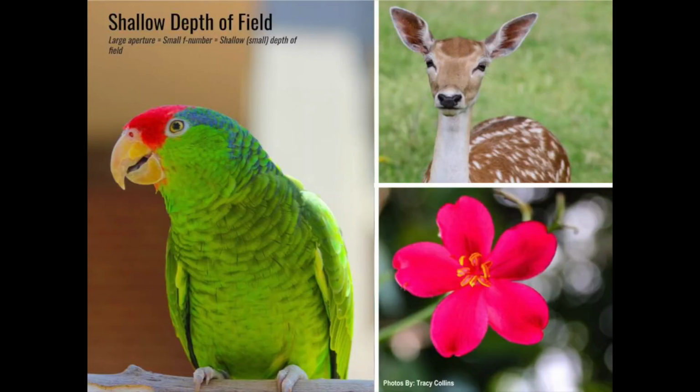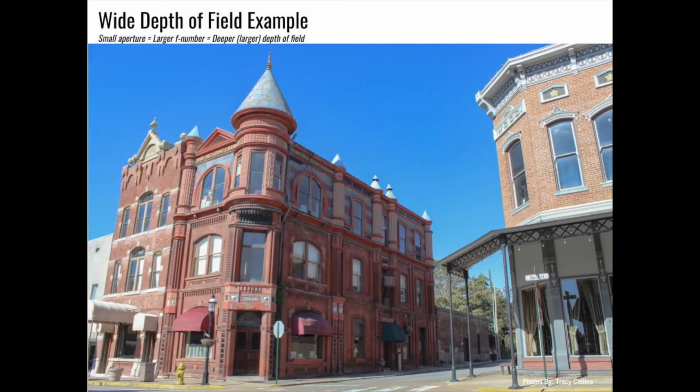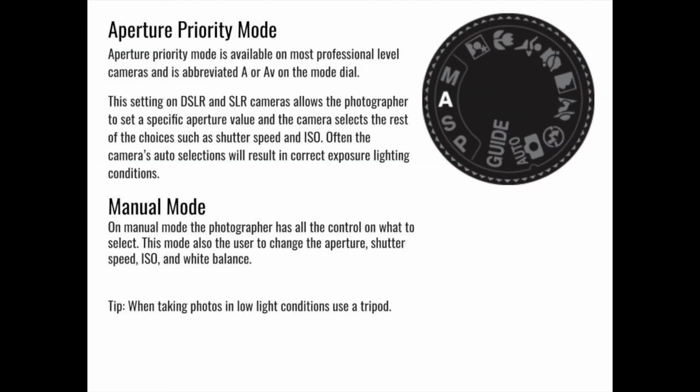So as you can see on the shallow depth of field, the objects closest to the camera are nice and sharp, and as the depth goes further away from the lens, it gets more and more blurry. The opposite of that, wide or deep depth of field, the objects closest to the camera can be blurry, and the objects further away are clear. Now that you know more about aperture, you're ready to try it out.